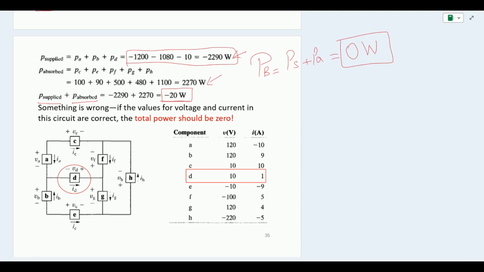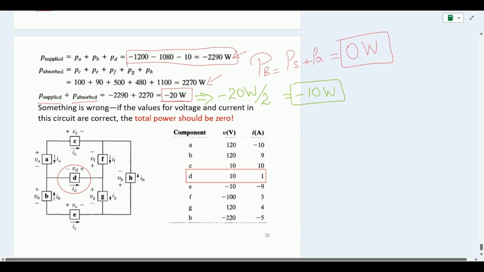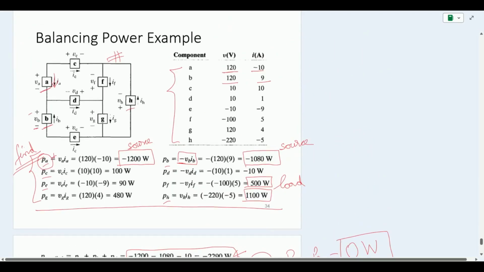If we go back to the table and find a simpler way to find what the problem is, what we can do is divide the difference in balanced value, let's say minus 20 watts, divided by 2, and we get a value of minus 10 watts. Now we go back to the table and figure out which element was giving the power of 10 watts, and we saw that element D was originally having a value of minus 10 watts. So if we go back to the table, here the voltage was 10, but the value of D came out to be minus 10.